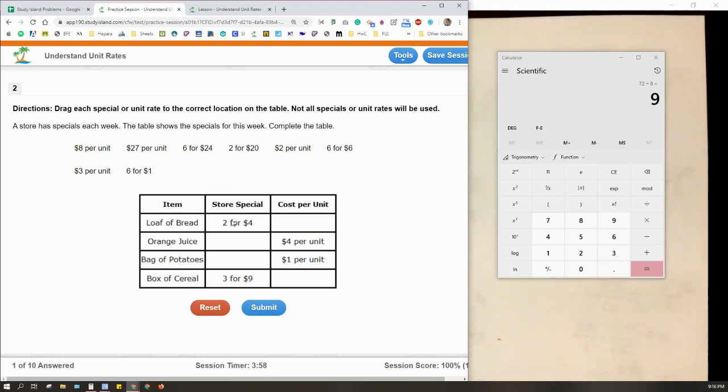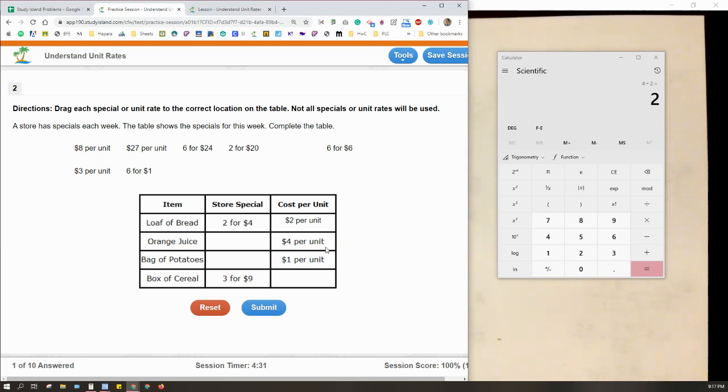So how do we find that? Well, I just told you, if you want cost per unit, you're going to do cost divided by units. What's the cost that we know? $4. For how many units? 2 units. So you do 4 divided by 2. Hopefully you know that 4 divided by 2 is 2, and you get 2. So $2 per unit. That's this one. So again, $4 divided by 2 units, $2 per unit. Dollars per unit, dollars divided by units.